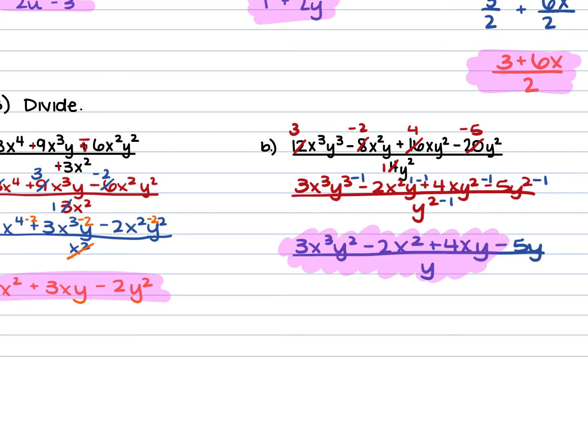And again, we're leaving the y in the denominator because we do not have every single term that had a y squared or greater, so you cannot factor out a y squared from each of those terms.